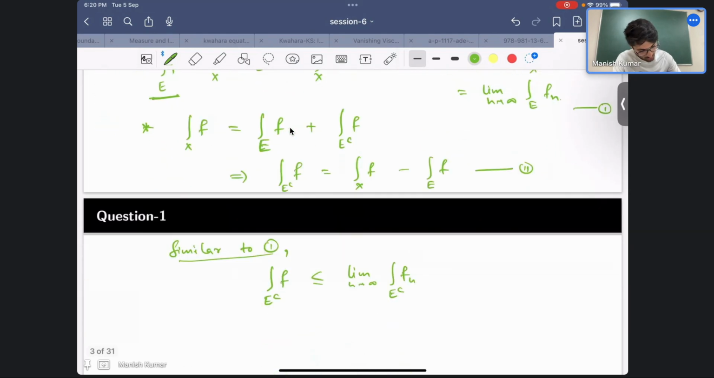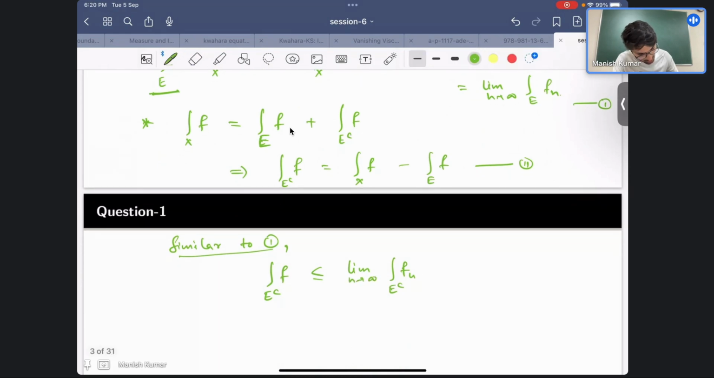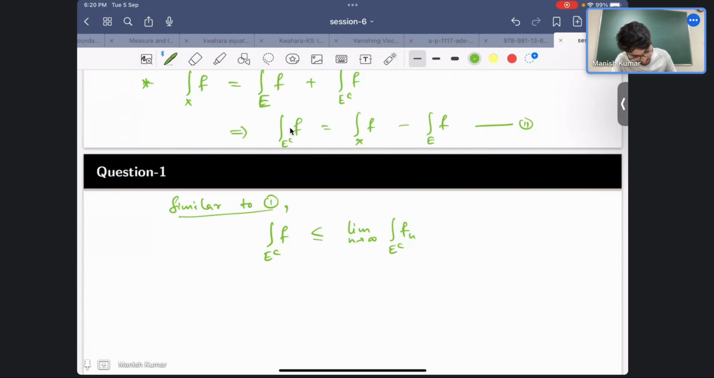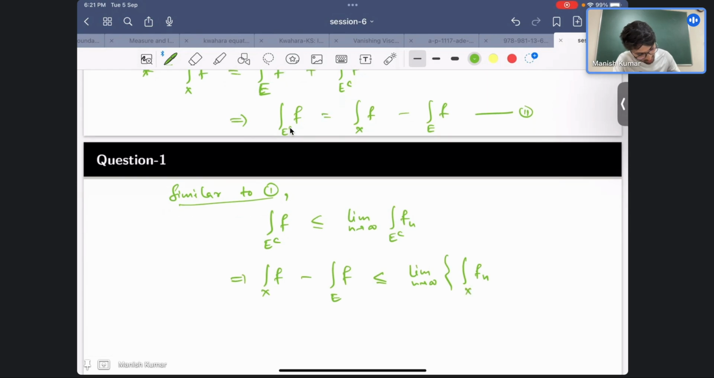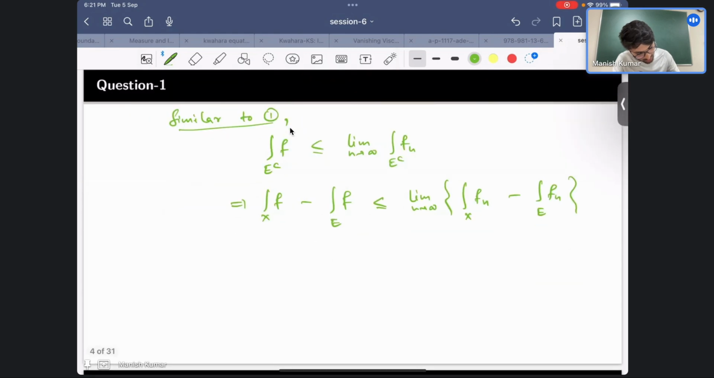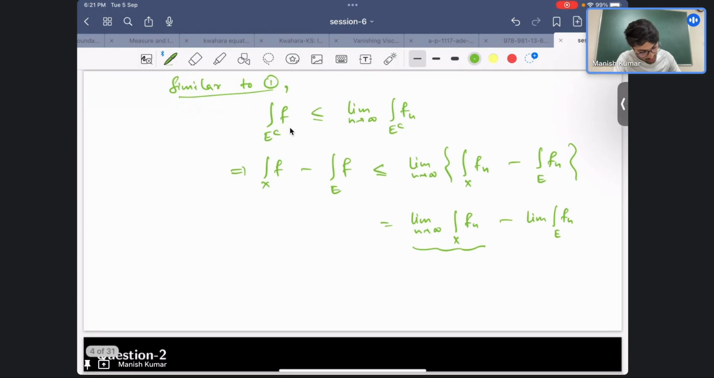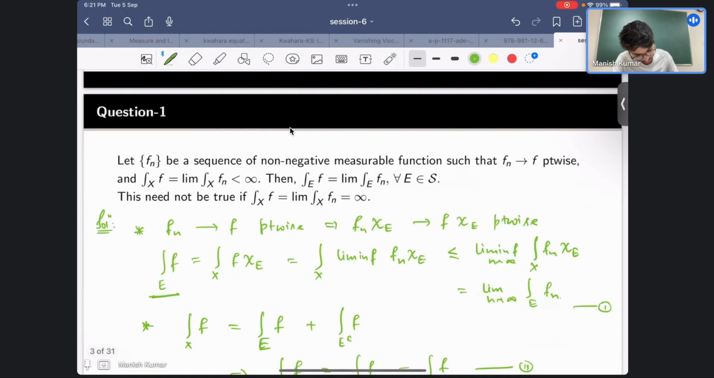This you can write in the same way. So this is my second. Using the second, what I can say is this is nothing but f over x minus f over e. This is less than or equal to the limit as n going to infinity of fn over x minus fn over e. And I'll just throw the limit in both the things. So it will be the limit as n going to infinity of fn over x minus the limit of fn over e. And this was given to you, that this is nothing but f over x, right? So you knew this thing.